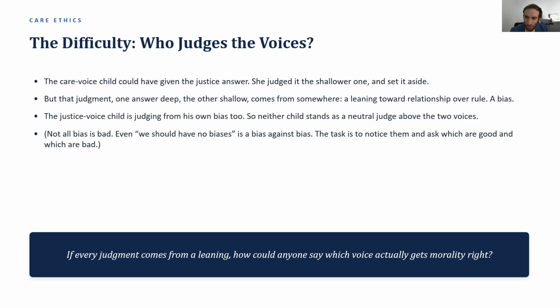Now let's sit with that for a moment. If she is judging one answer to be shallow and another to be deep, that judgment is coming from somewhere. It might, we could say, be coming from a bias of relationship over rule. The child who gave the abstract justice answer is answering from his own bias. And so neither child is a neutral judge standing above the two voices. Each is judging within their own biases.